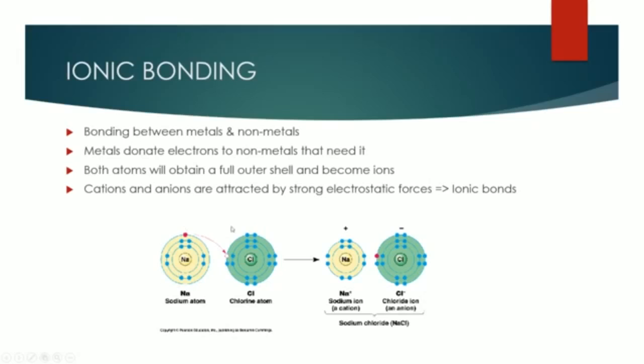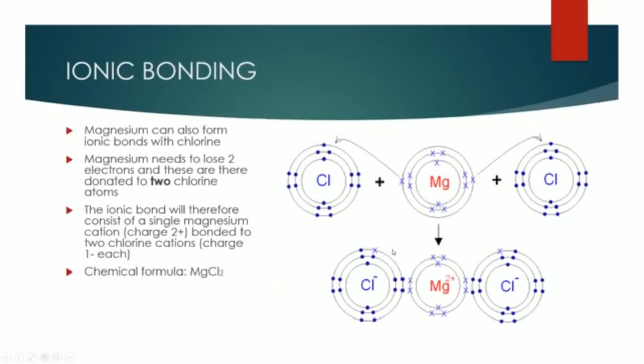So for example, in this case, a sodium atom will happily donate its outer shell electron to the chlorine atom, which will happily receive it. So they'll both be happy because now they have full outer shells. Sodium becomes a cation, the chloride ion becomes an anion, and because they have opposite charges, they are attracted to each other. Similarly, a magnesium atom can form ionic bonds with chlorine as well.